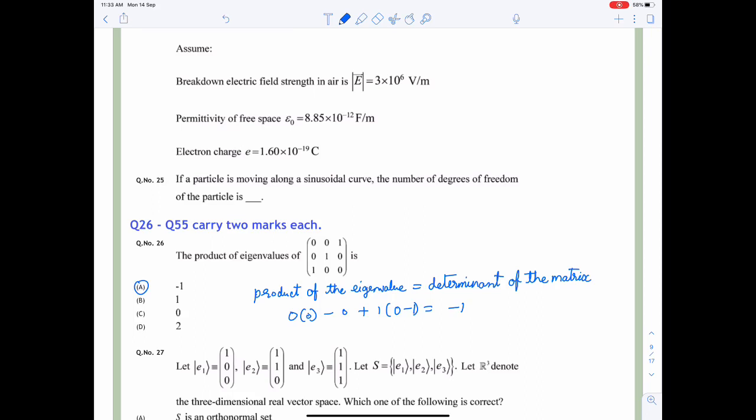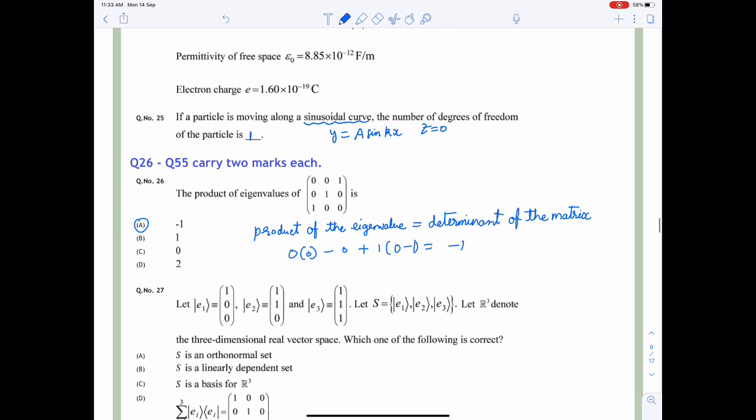that is question number 25. If a particle is moving along a sinusoidal curve, the number of degrees of freedom of the particle. Okay, so now you have to calculate the number of degrees of freedom. So the sinusoidal curve is given by y equal to a sine kx. Okay, so now here z equal to 0, so we have only y and x, but here a is a constant, that is, it is defined by this equation. So the number of degrees will be 1.